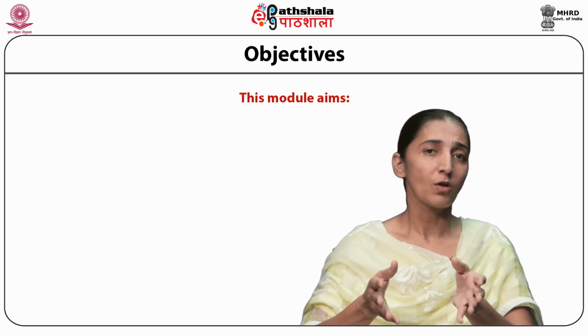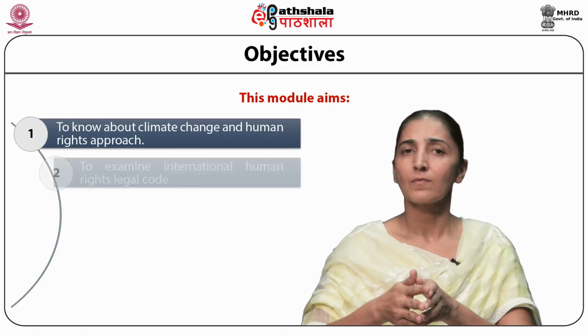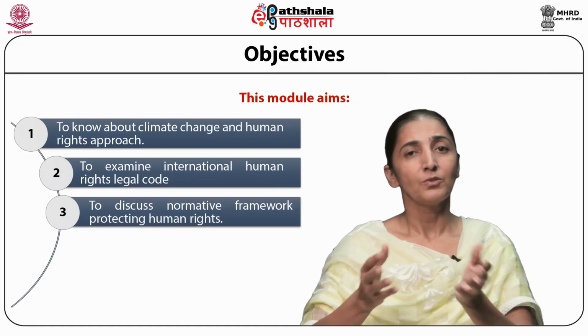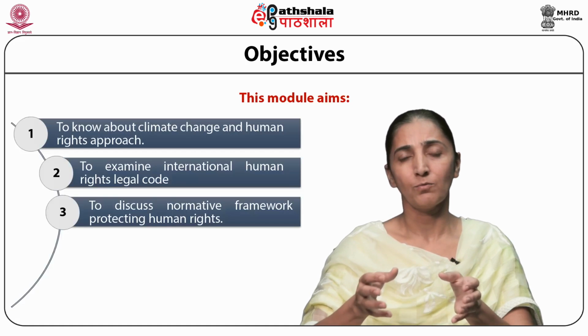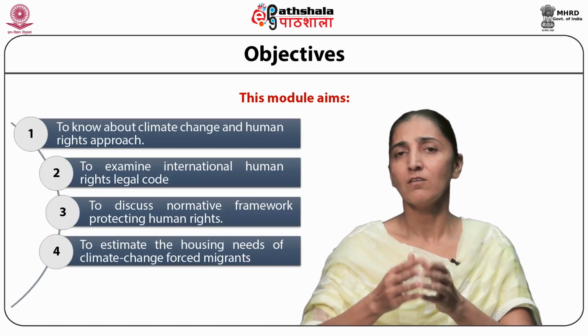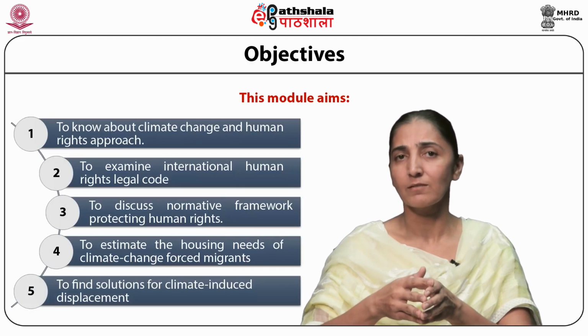It is clear that displacement caused by climate change will have severe and long-lasting repercussions on human rights, security, and land use. Hence, this module aims to know about climate change and the human rights approach, to examine the International Human Rights Legal Code, to discuss the normative framework protecting human rights, to estimate the housing needs of climate change forced migrants, and to find solutions for climate-induced displacement.